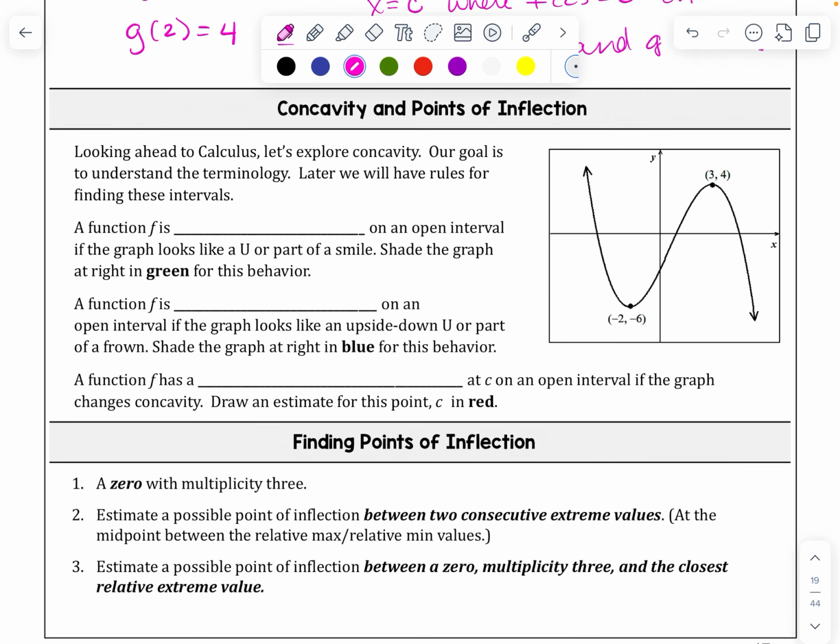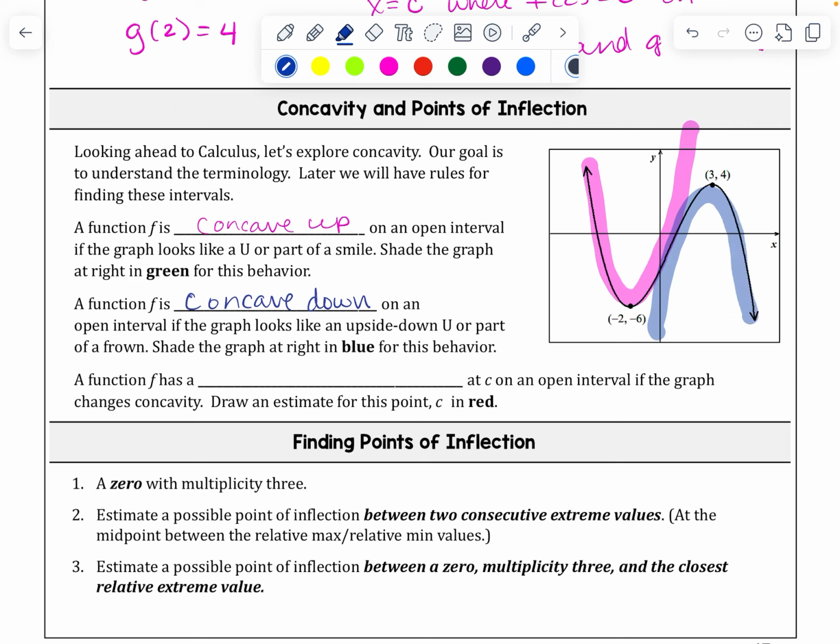Okay. Concavity of points. A function is concave up on an open interval if it looks like a U or part of a smile. So we see this here, that it's concave up here, so it looks kind of like a U or part of a smile. A function is concave down on an open interval if it looks like an upside down U or like a frown. Okay, whoops, I was supposed to shade this in green. So concave up can be in green, sorry.